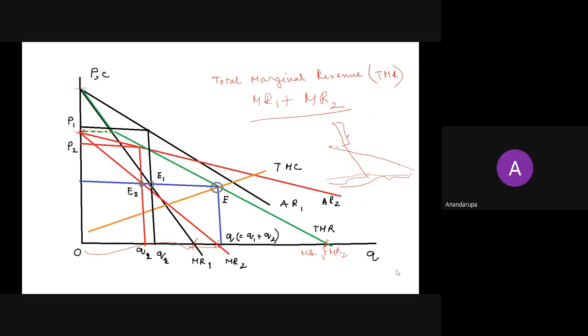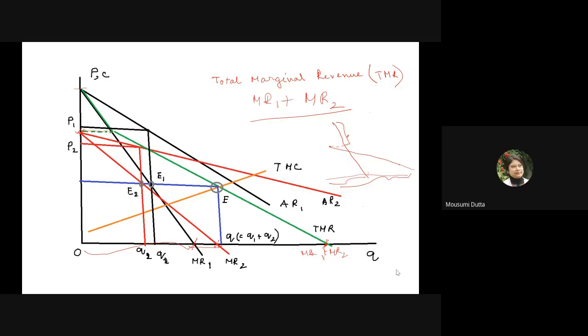Ma'am, while making it, should we make the TMR curve with our intuition and then mark point E, or is there any other way? Regarding making the TMR curve, while drawing it, we should just draw it with our intuition.